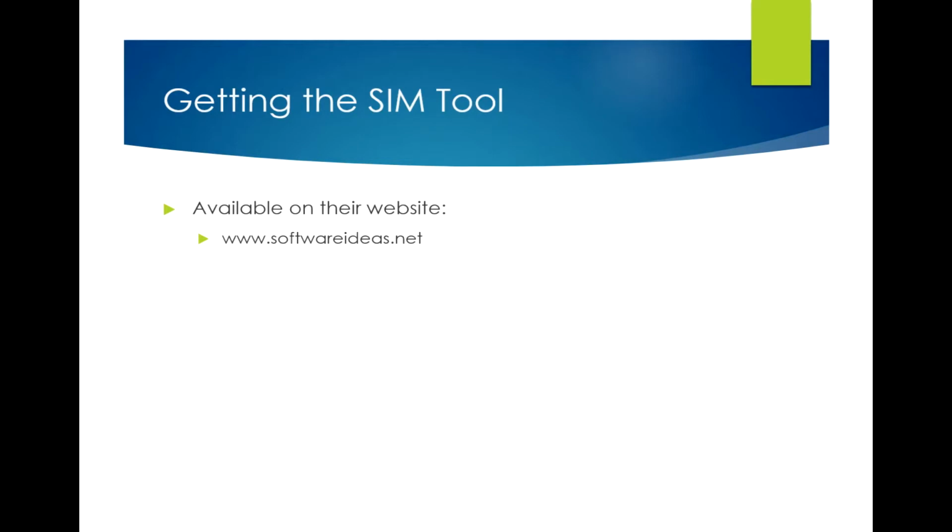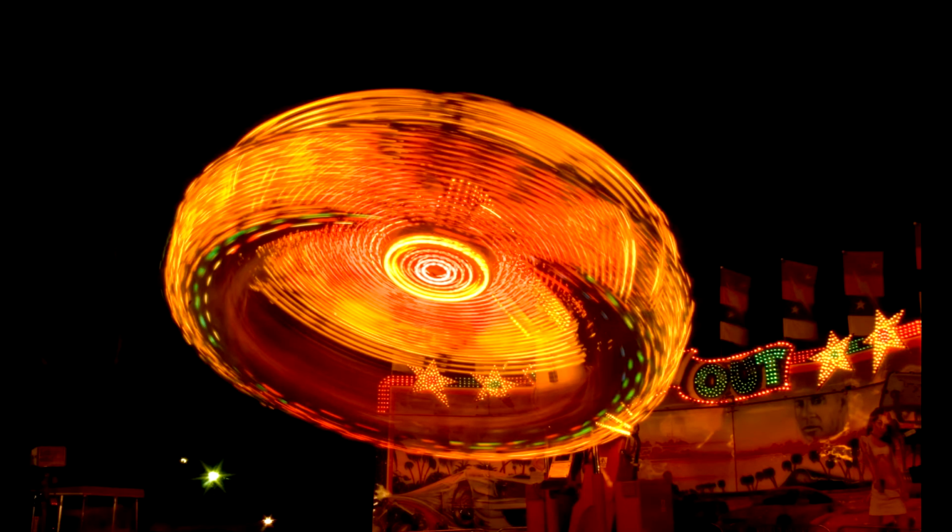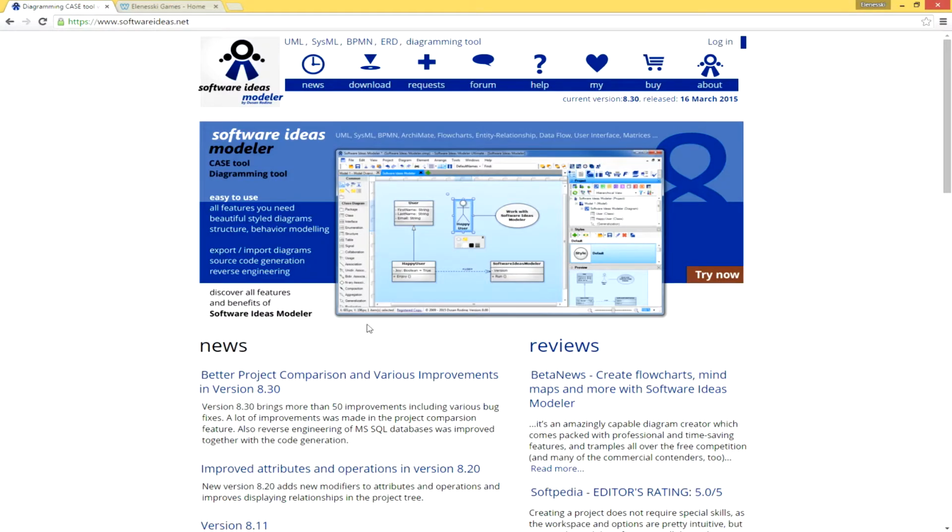So getting the tool, you basically go out to the website softwareideas.net and download the tool. That'll be in the description as well. If we bring up a browser, here's the software ideas modeler, and you just simply go here and download the latest version. Oh, look at that. It's been updated in March. Cool. I'm not going to update it with the latest and greatest. I'm just going to use the tool that I'm used to.